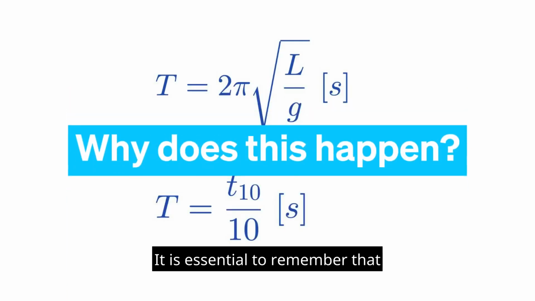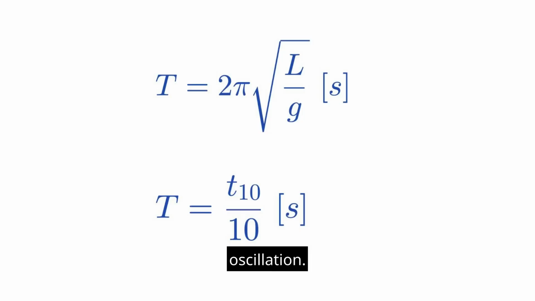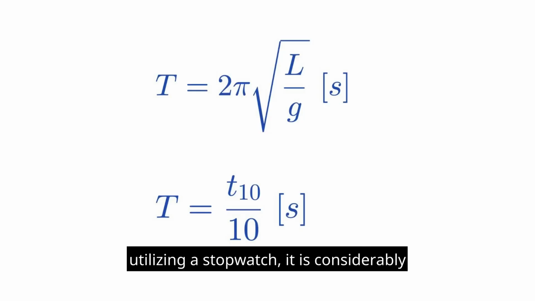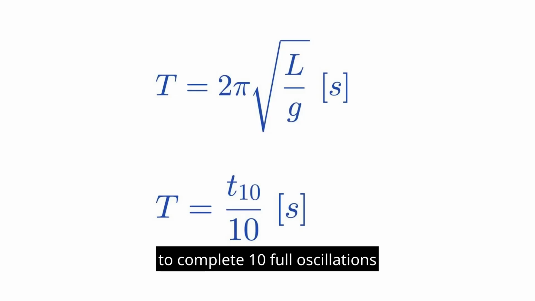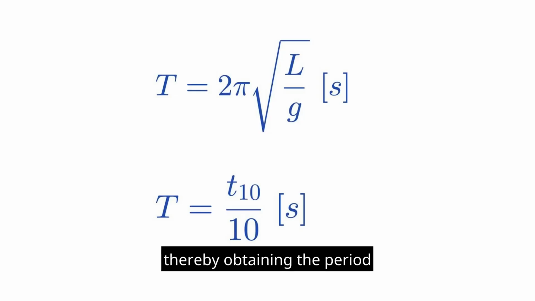It is essential to remember that the period of oscillation of a pendulum, which is equivalent to 2π multiplied by the square root of the ratio of L over g, signifies the time taken by the pendulum to complete one full oscillation. When determining the period by utilizing a stopwatch, it is considerably more straightforward to calculate the duration taken for the pendulum to complete 10 full oscillations and subsequently divide this total time by 10, the number of oscillations, thereby obtaining the period T, which is measured in seconds.